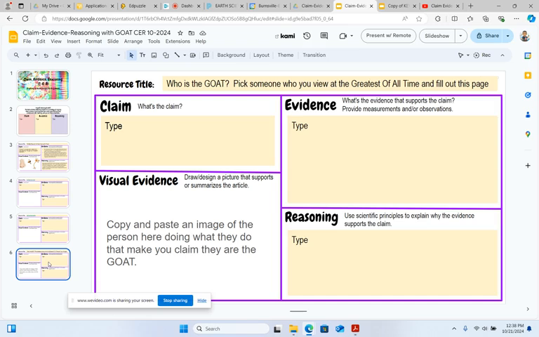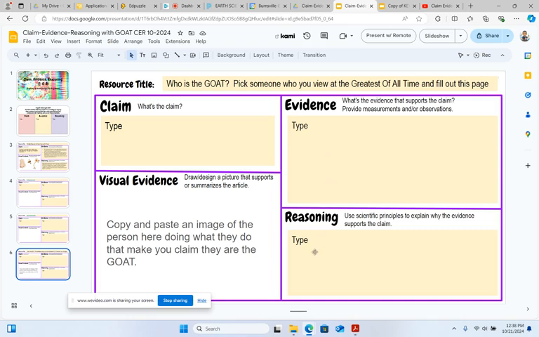My suggestion would be don't spend too much time trying to figure out who. Kind of pick one that might be the easiest one to answer. Type your claim. Visual evidence. Copy and paste from the internet an image of the person doing what they do to make you claim they are the GOAT. Copy and paste it in this area. Okay. Evidence. Look up evidence why. If I say Michael Jordan is the best basketball player of all time, I'm going to look for his statistics to support this claim that he's the best of all time.